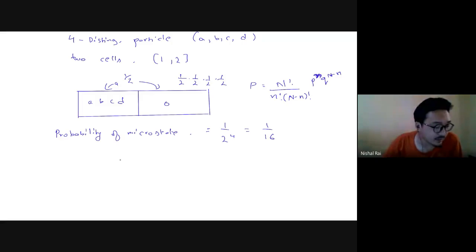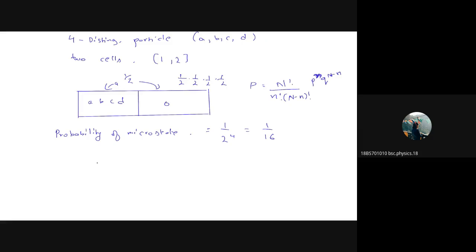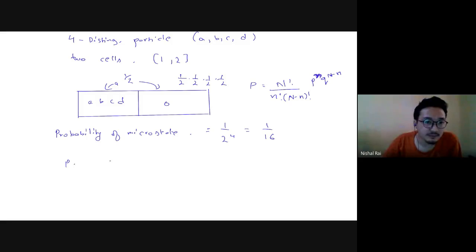Yes, sir. Now let's consider the second scenario. The probability of the microstate, which is given by A, B, and C, D. A, B, and C, D means A and B could be here, and C and D could be here. This particular microstate.